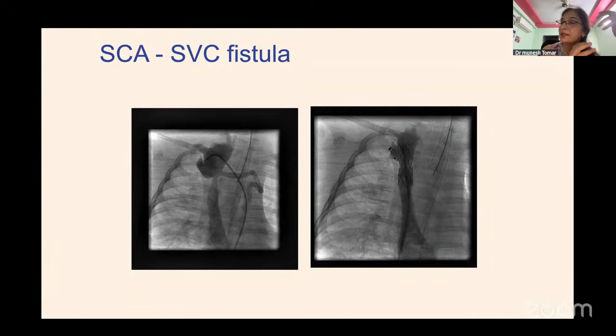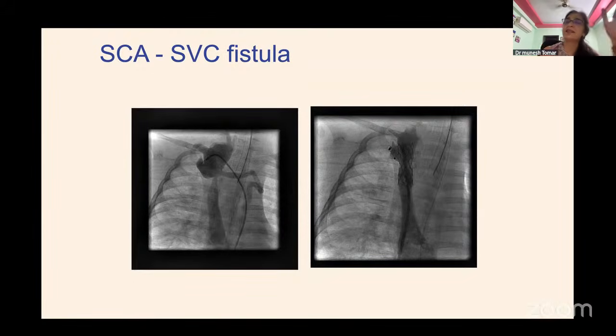This was again a 3-4 month old baby who presented with cardiac failure with features of SVC syndrome. His head was too big, and the fistula was from the subclavian artery to the SVC. We did device closure of that, and in this situation the SVC was also obstructed, so we did stenting of the SVC area. So these are the things outside the heart. We have to look at everything.